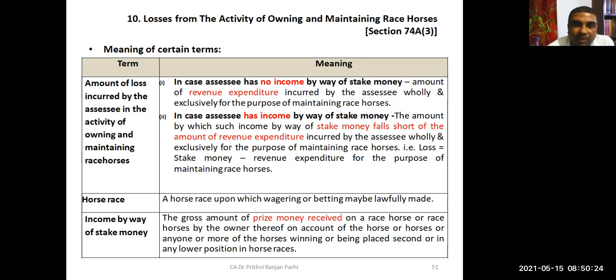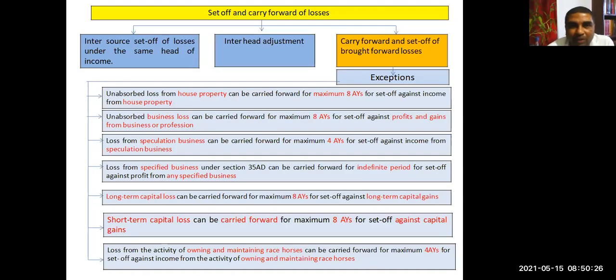Yes, sir. Now, I was talking about this third exception, carry forward and set off of brought forward losses. There are 7 exceptions. Let us read them one by one. Setup and carry forward of losses: for intersource setup exceptions, I had already shown you 4 exceptions. For interhead adjustment, 4 exceptions we have seen here. For carry forward of losses, these 7 exceptions you have to remember. I'll request some of you to read these exceptions one by one. First one.